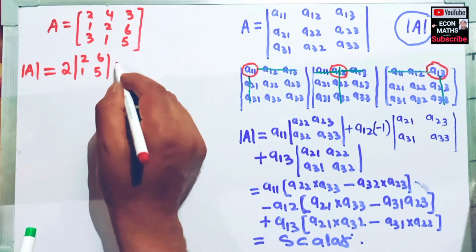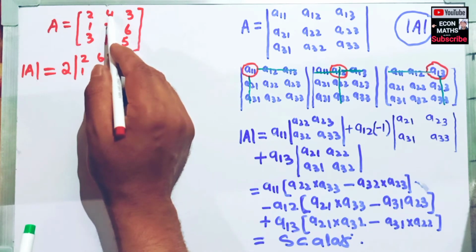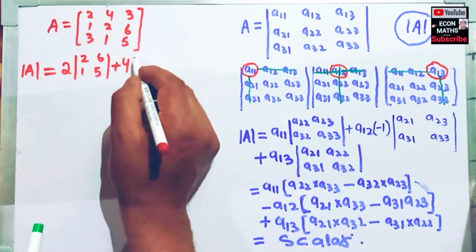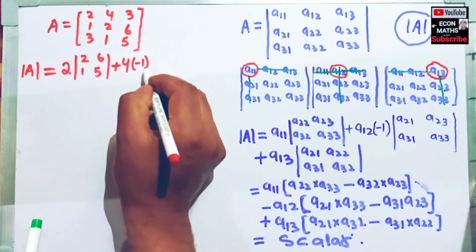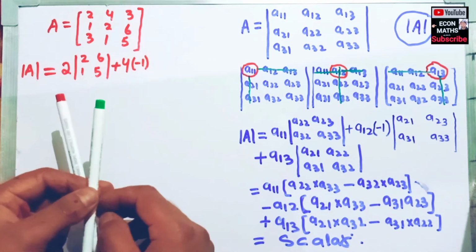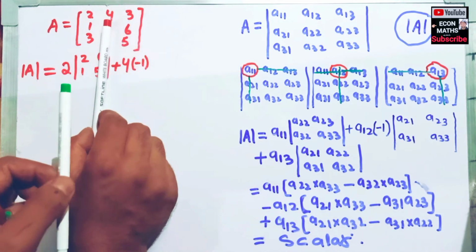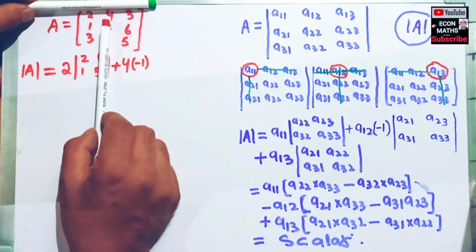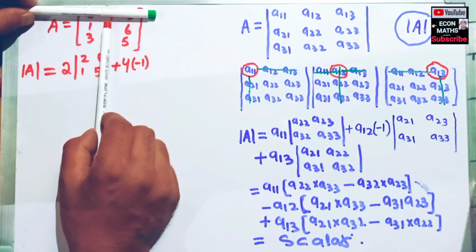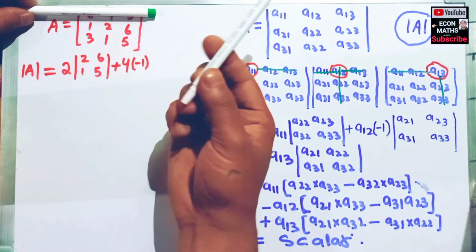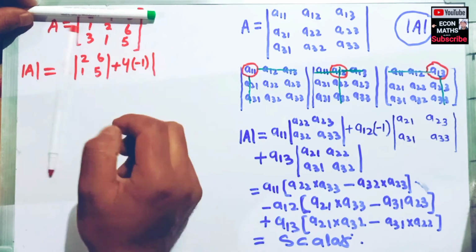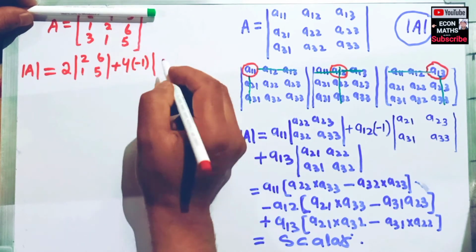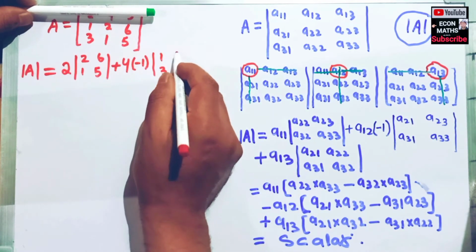Now the second step is we take the second element, that is 4, and we multiply it first by -1, and then mentally delete the row and the column in which it appears, that is these two. Now we multiply this by the determinant of the remaining elements. Here the remaining elements are 1, 3, 6, 5. So I will write 1, 3, 6, 5.